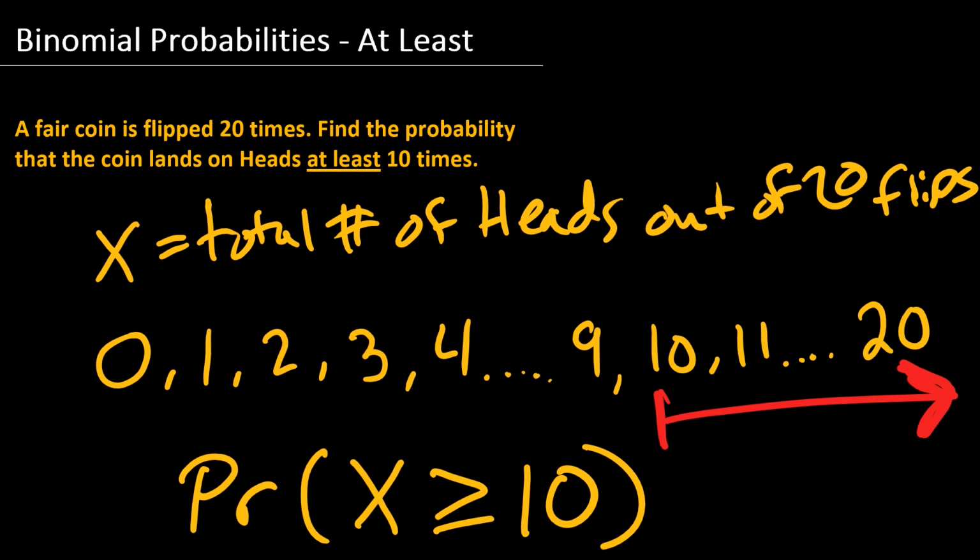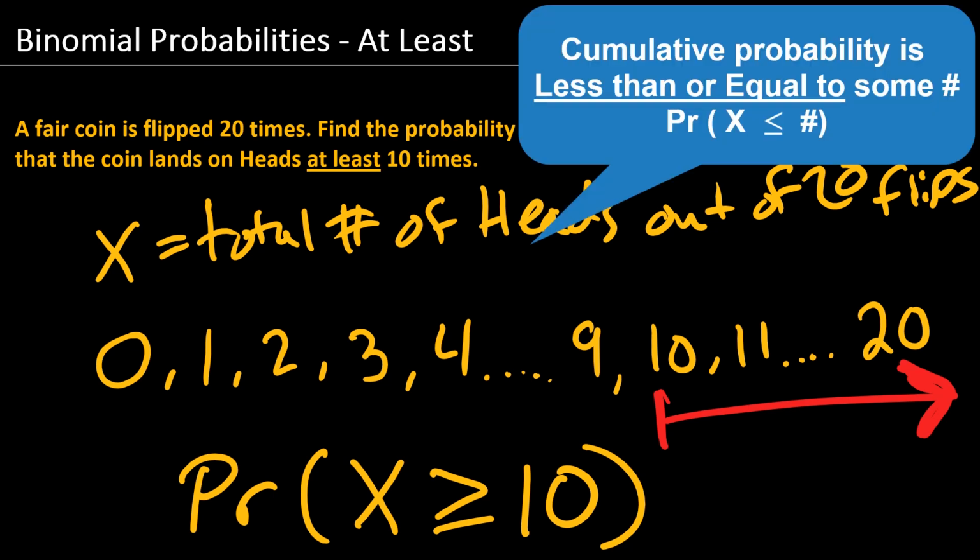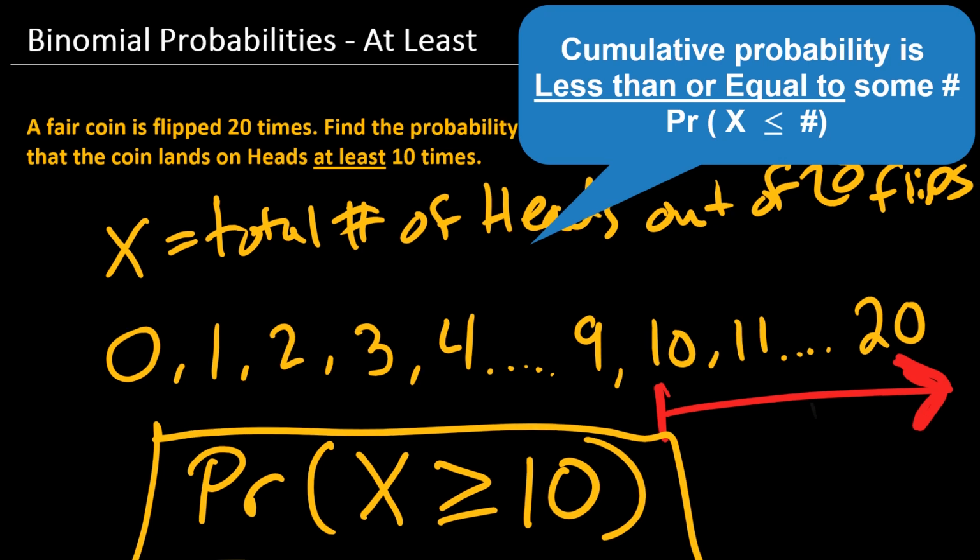Now, Excel, or actually any calculator that calculates a cumulative probability, is going to find the cumulative distribution function, which is the probability that X is some number or less than that number. Remember, cumulative probability always means less than. How can I use what Excel gives me to figure out what I want to know, the probability that X is greater than or equal to 10?